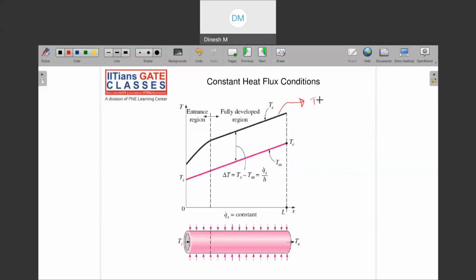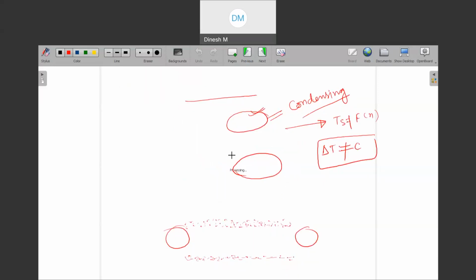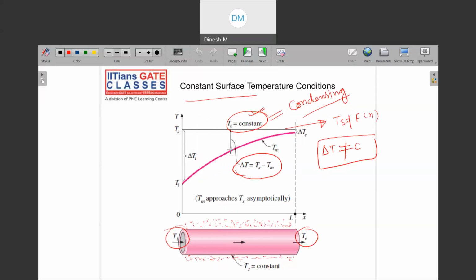But in the earlier case, the surface temperature is a function of x. With the increase in x, surface temperature is increasing. So these are two things.